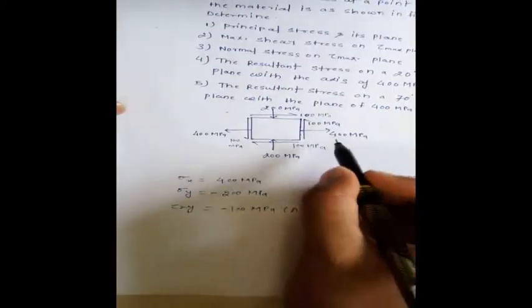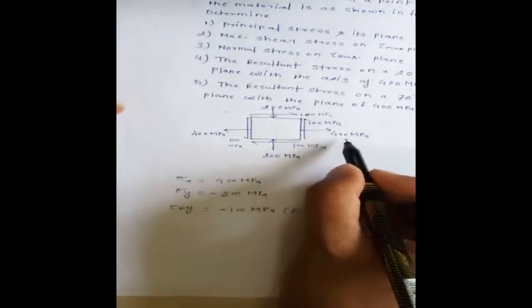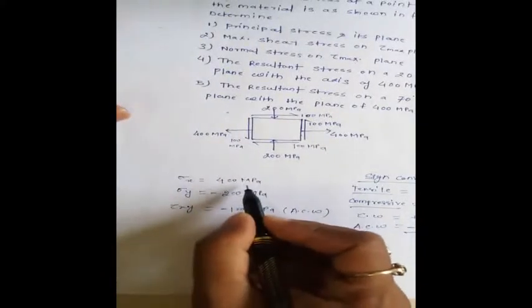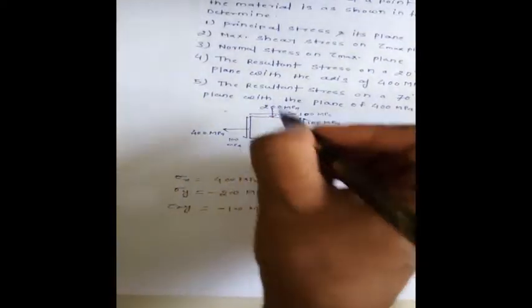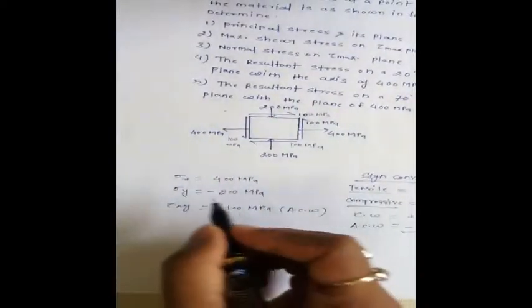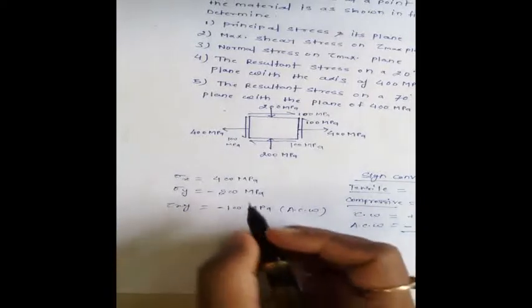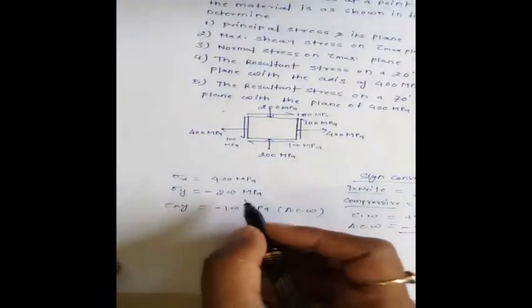So here the sigma x, which is 400 megapascal, is tensile in nature. That's why we will take the value 400 megapascal here, and the sigma y is compressive in nature. As per our sign convention, for compressive we will take the negative sign. So sigma y will be minus 200 megapascal.